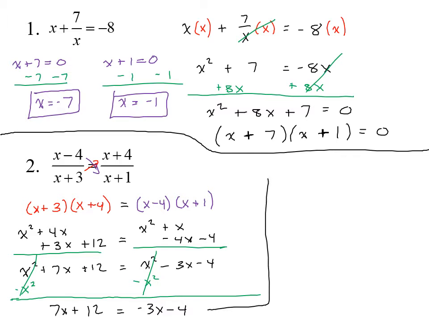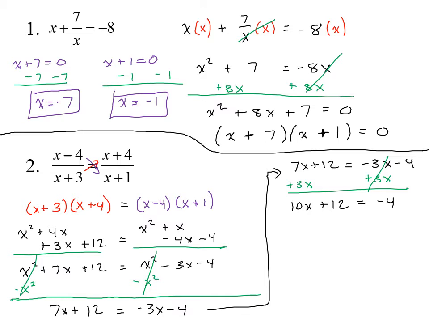So I'm going to move up here now. Since the x squareds all went away, it doesn't become a problem where I want to set it equal to 0. This has just now got x's to the first power. So what I want to do is try to isolate that x just like we did back in chapter 1. You might remember I would add 3x to both sides. And get 10x plus 12 equals negative 4.